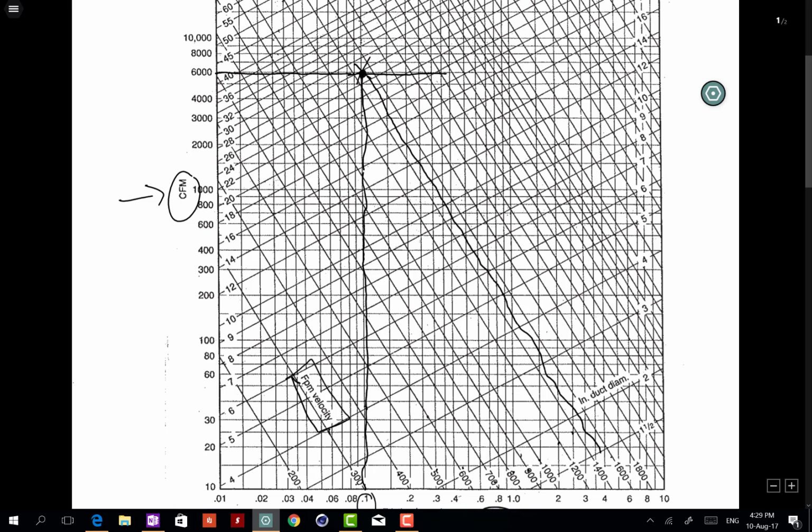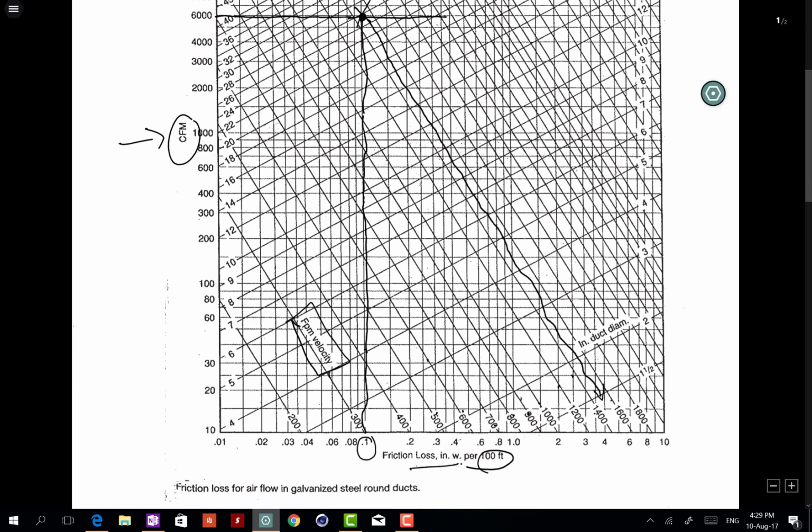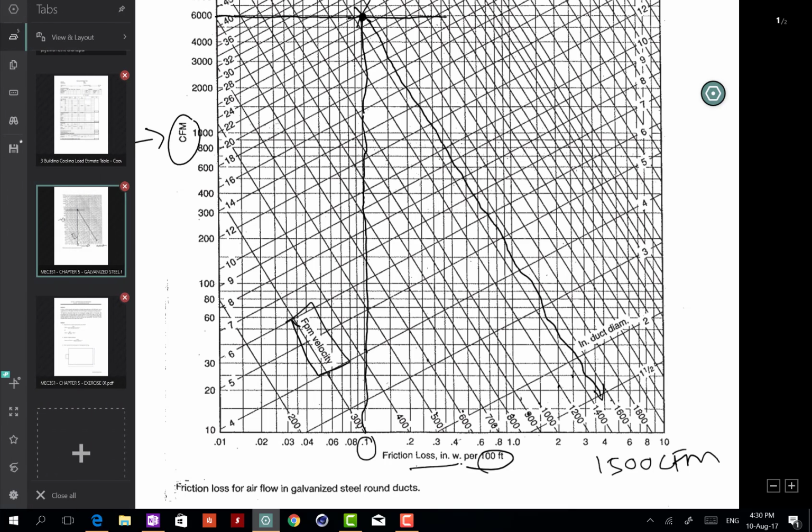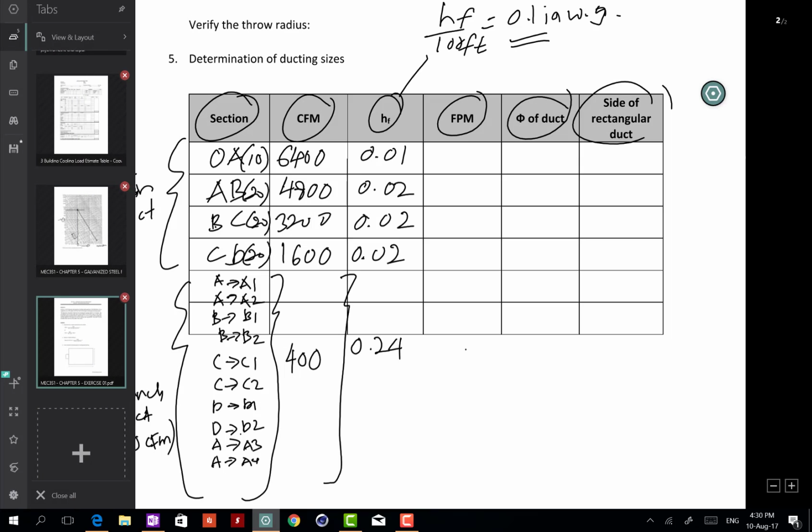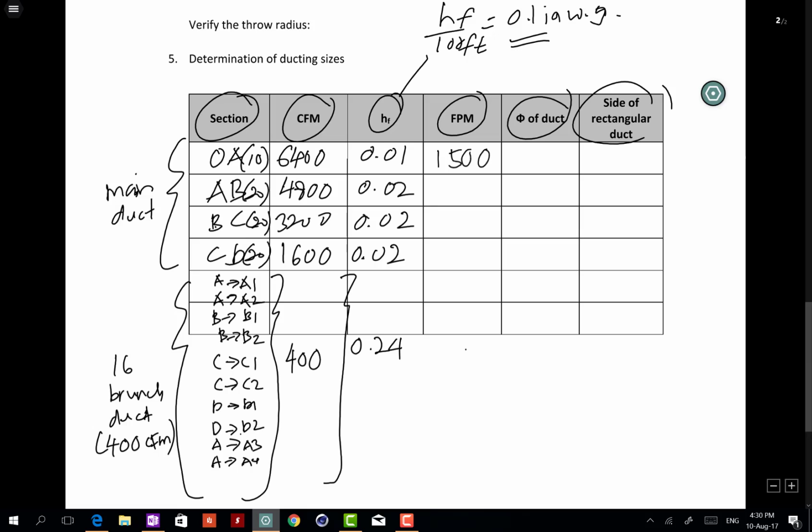Okay, so the value is not too accurate because this is using the chart. It is estimated around 1500 FPM. So we put the value of 1500 into our table. And then I will fill up all of the sections based on the value of CFM.